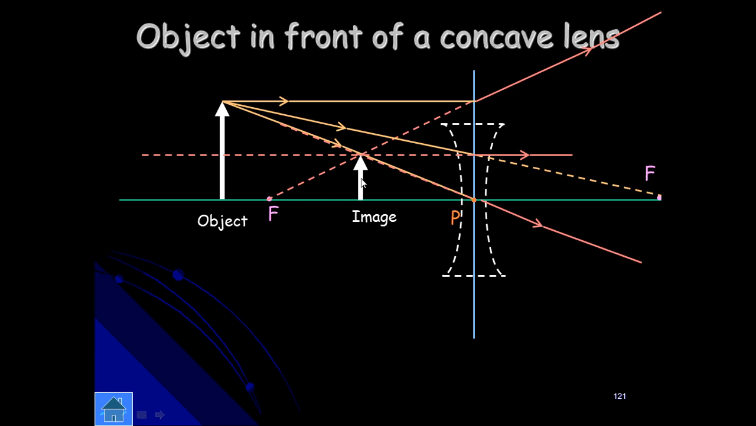We describe that. It's upright. If it's upright, it is virtual. It is smaller than the original. It has got to be diminished.